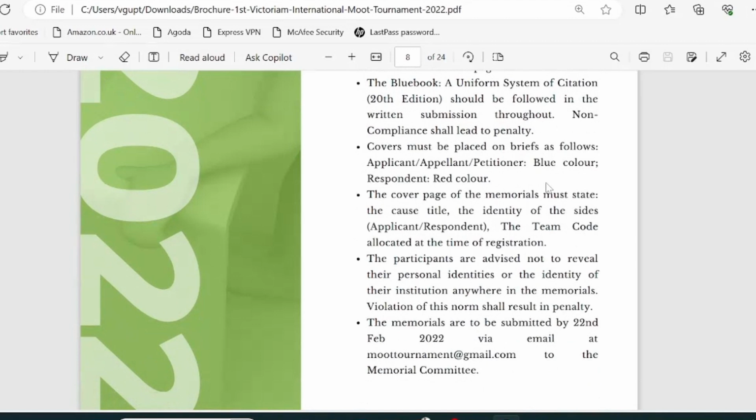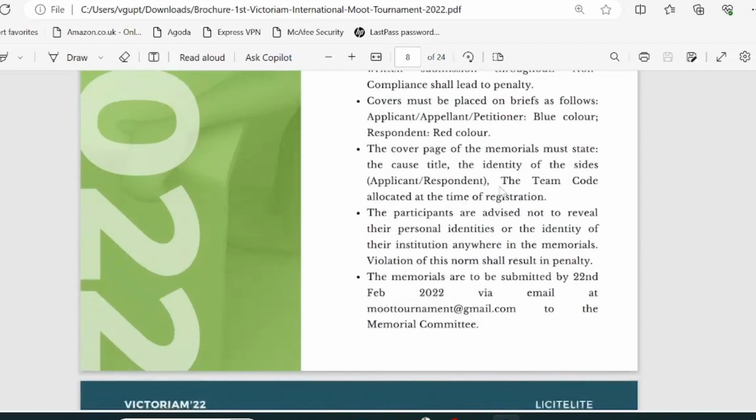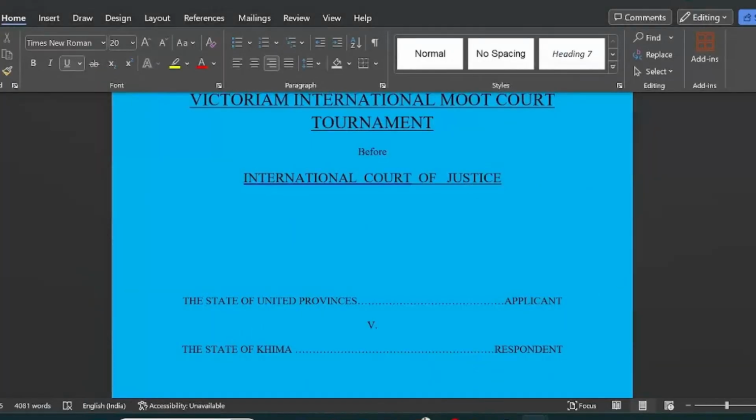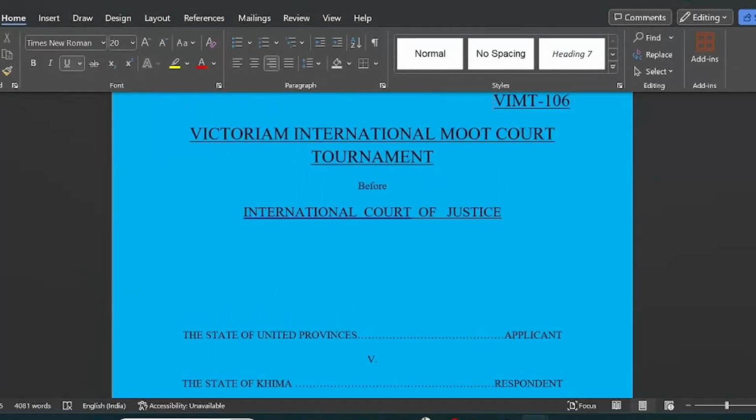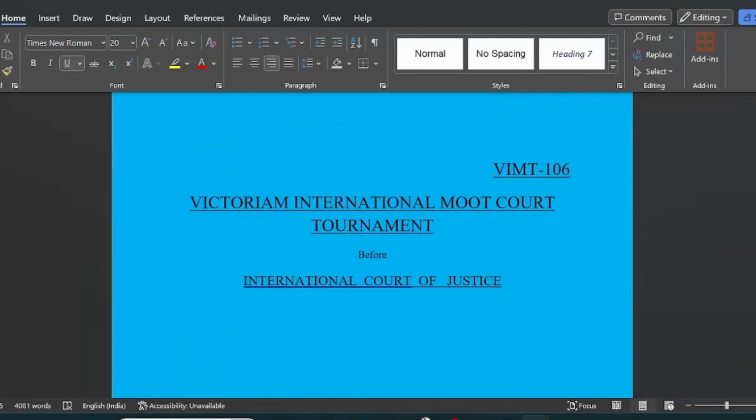Moving on, covers must be placed on brief as follows: applicant, plaintiff, appellant, blue color front page, respondent, red color. I've already told you this. The cover page of the memorial must state the cause, the identity of the sides, applicant, respondent, the team code allotted at the time of registration. So as you can see, we have very clearly mentioned here our team code in the competition, VITM 106.